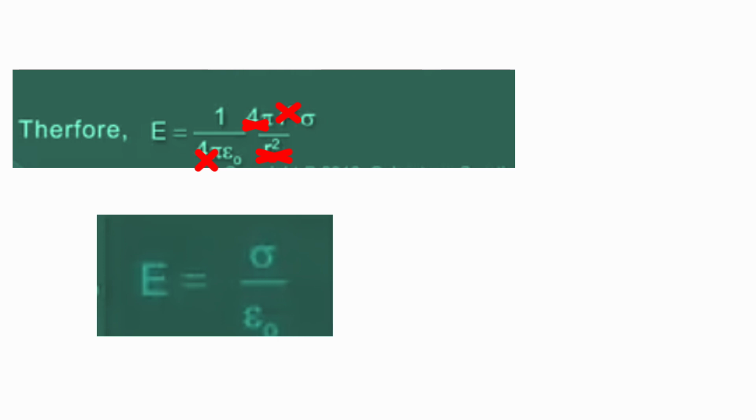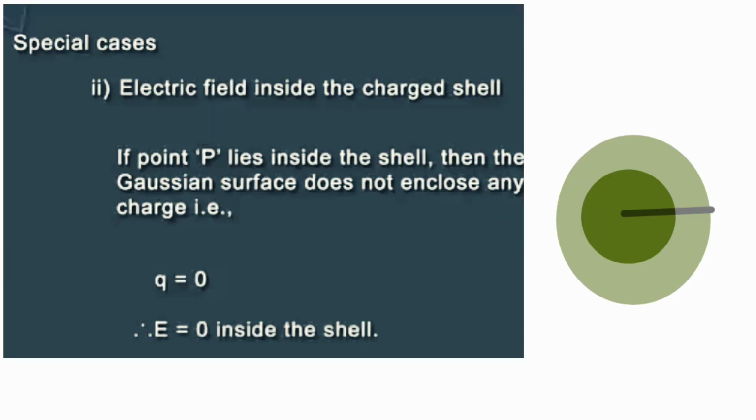The second special case is the electric field inside the charged shell. If point P lies inside the shell, then the Gaussian surface doesn't enclose any charge. So Q goes to 0, and automatically E goes to 0 inside the shell. The total electric field intensity inside the shell is equal to 0. So this is the equation of electric field intensity in the case of a charged spherical shell.